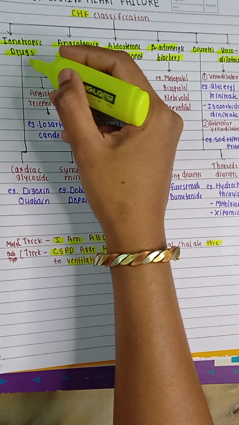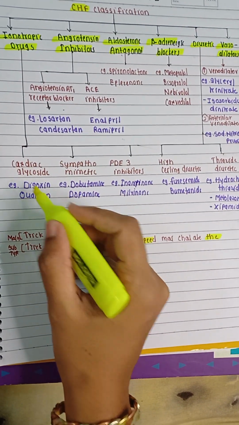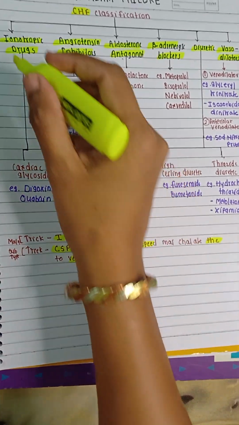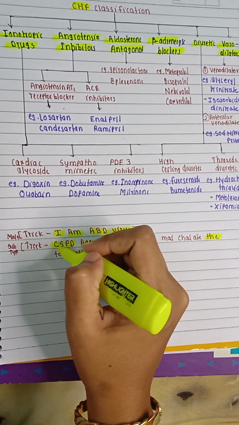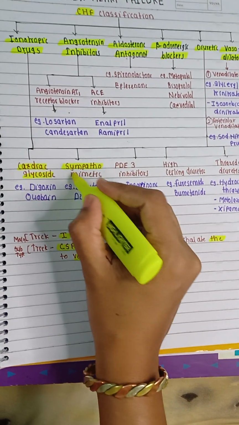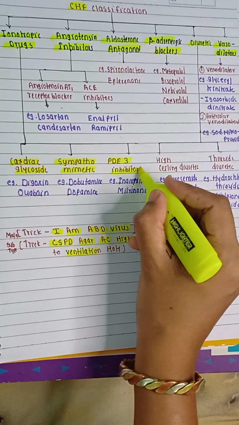For the inotropic drugs, which are divided into 3 types, first, CSPD, which comes under the inotropic drugs. C for cardiac glycoside, S for sympathomimetic, and PD for PDE3 inhibitors.